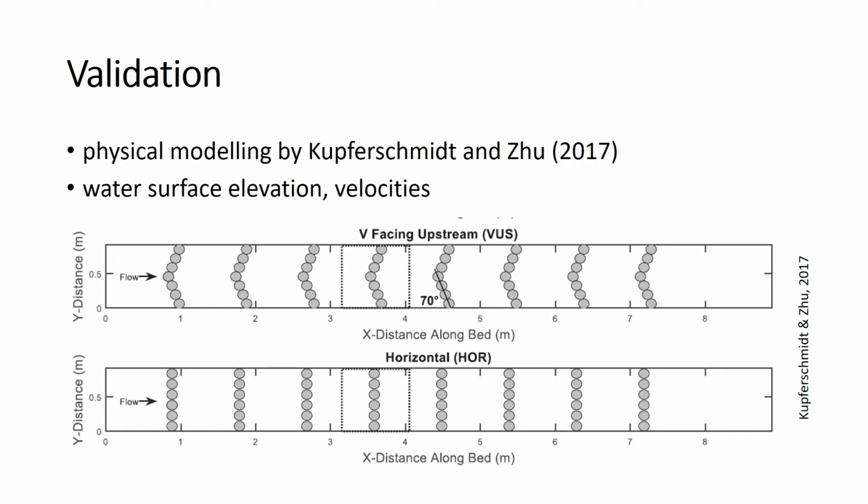Validation. Our model was successfully validated against the experimental data by Kupferschmidt and Zhu, who used physical models of pool and weir fishways. We focused on experimental water surface profiles and flow velocities at a given plane for two configurations, as shown in these two plan views.